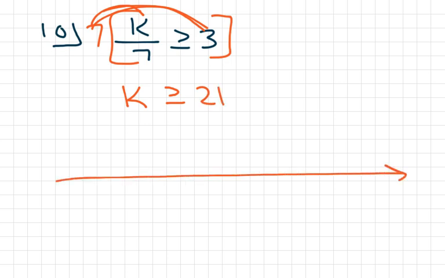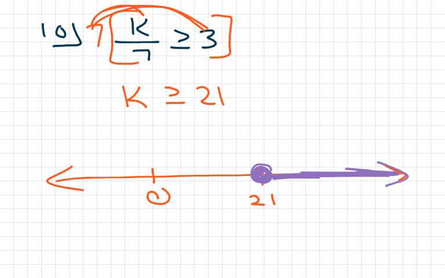I'm going to graph this. I have my 0, 21 here. Open circle, I get to color it in because it can equal it. All numbers bigger than or equal to 21 or greater than. And we shade towards infinity. And that is all.